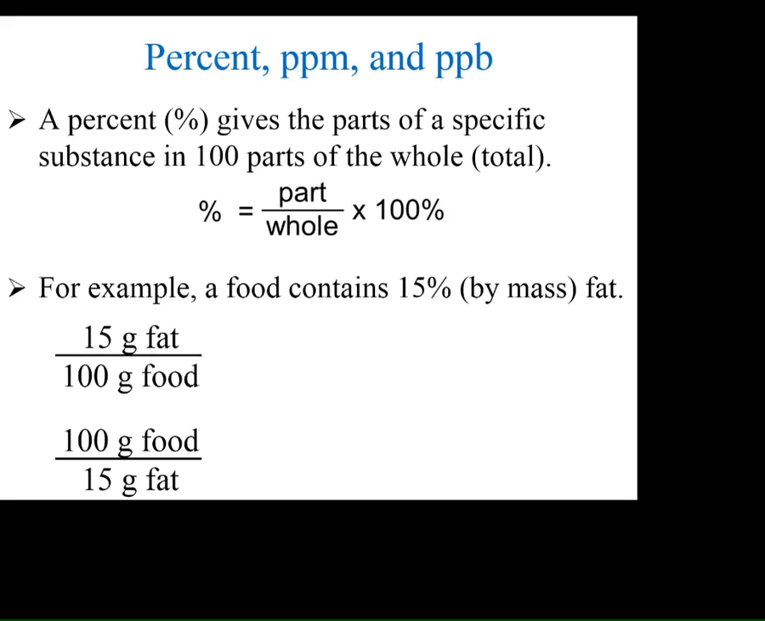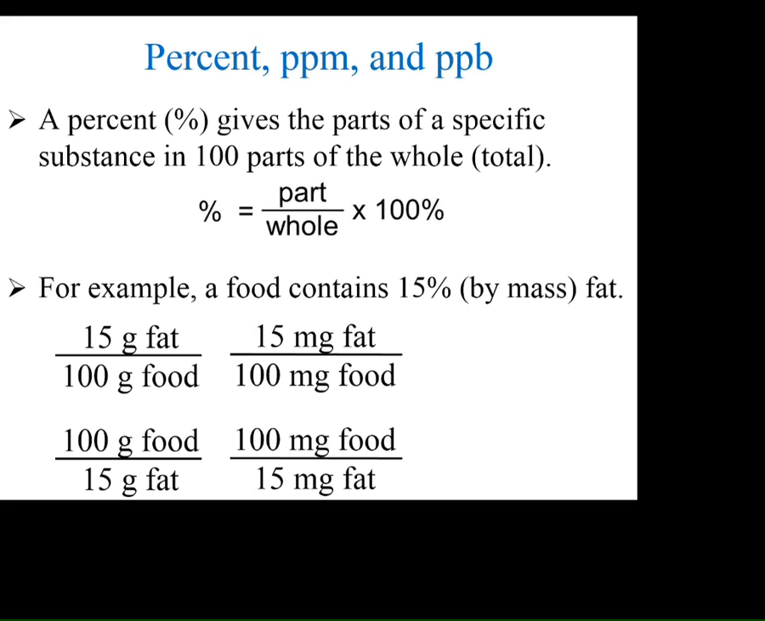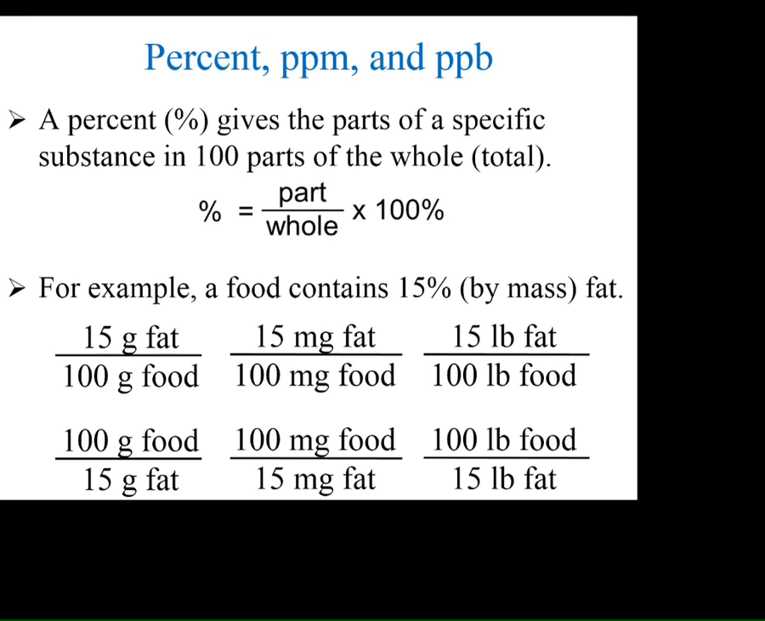You could have said 15 milligrams out of every 100 milligrams. As long as they're both the same, 15 out of 100 of the same thing. Or you could have said 15 pounds out of 100 pounds. As long as they're both the same thing. Okay, just 15 out of 100. So 15 people out of 100 people, right? You're comparing the same thing.